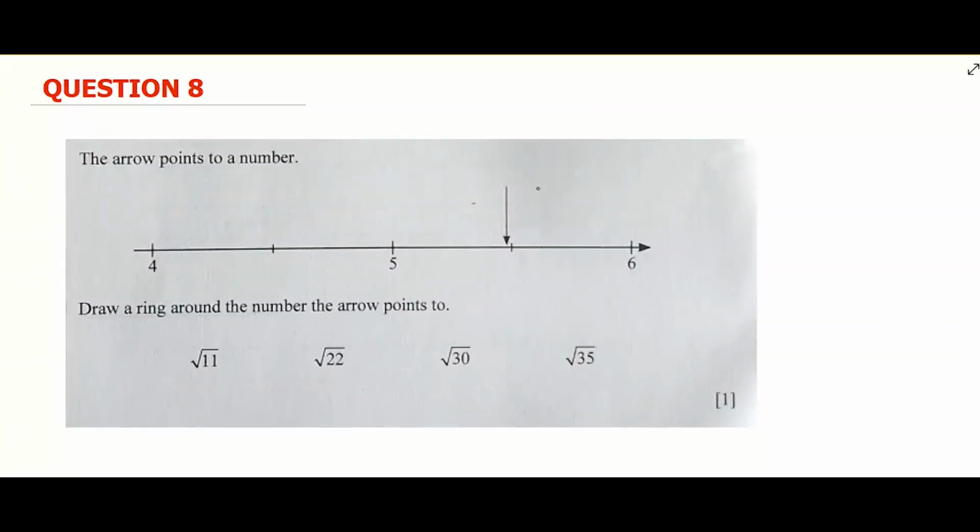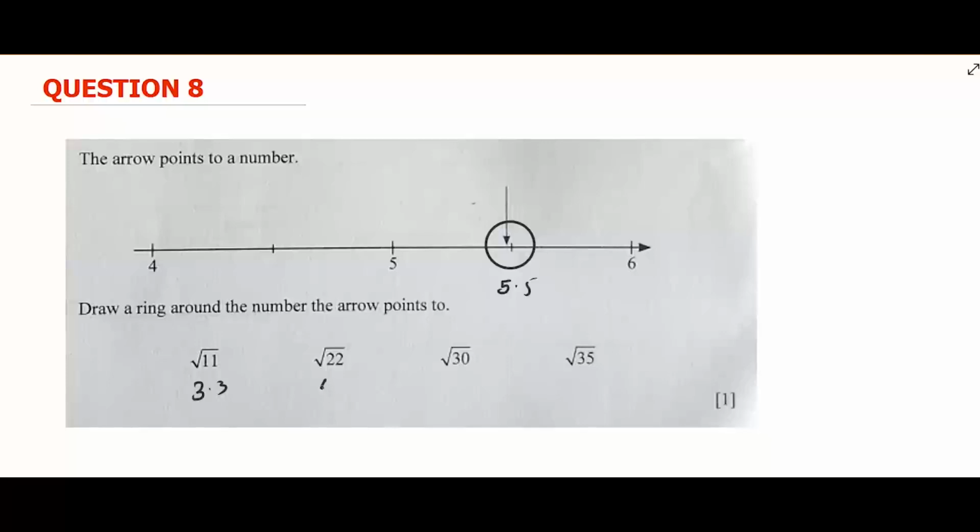Here the arrow points to a number, and here you can see that this is very close to 5.5. So this is 5.4 something here. Okay, so draw a ring around the number the arrow points to. So this is root 11. Root 11 will give us 3 point something. So this is very far from 5.5. Okay, so the next one is root 22.